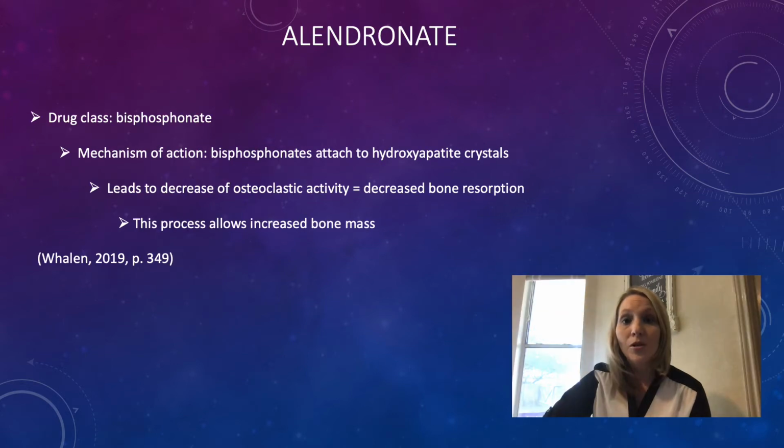The first drug I'm going to discuss to treat osteoporosis is alendronate. Its drug class is a biphosphonate. Its mechanism of action is for biphosphonates to attach to hydroxyapatite crystals. When this happens, it leads to a decrease of osteoclastic activities, which equals decreased bone resorption. This process allows for increased bone mass.